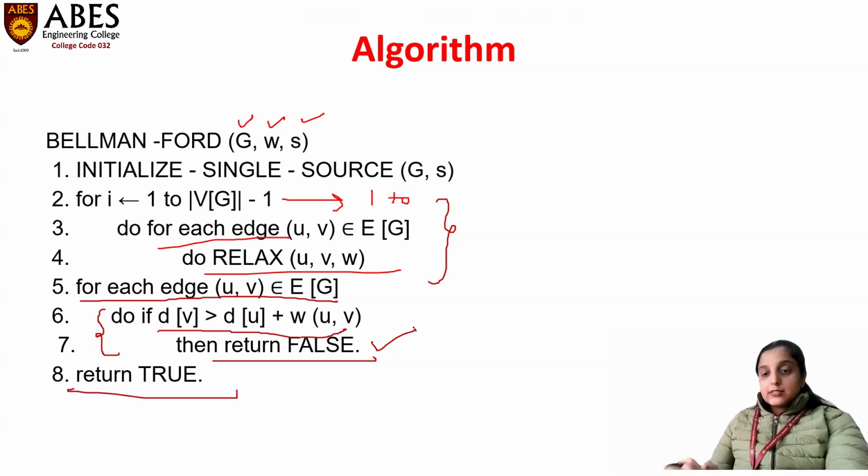But if any graph contains a negative weight cycle, that cycle will get detected by this particular algorithm. So Bellman-Ford will help you to detect a negative weight cycle. That's the beauty of this algorithm.